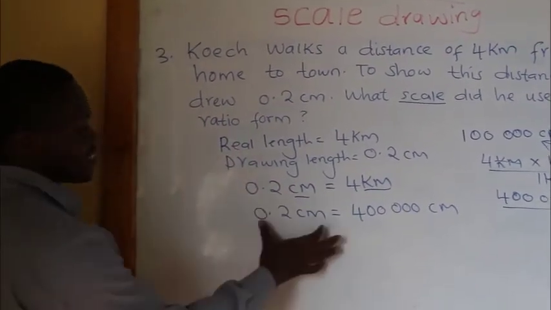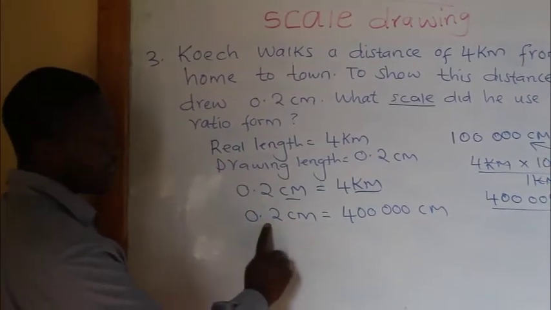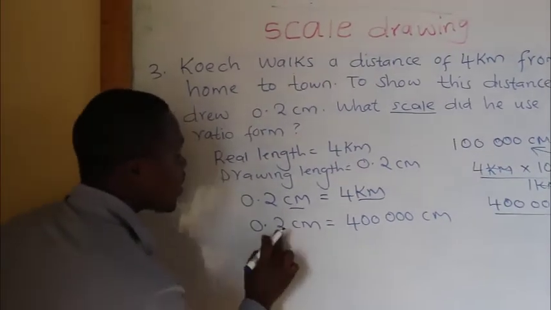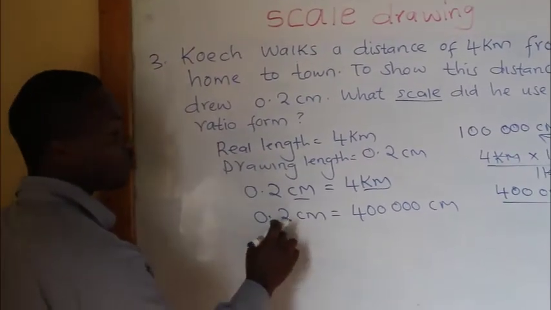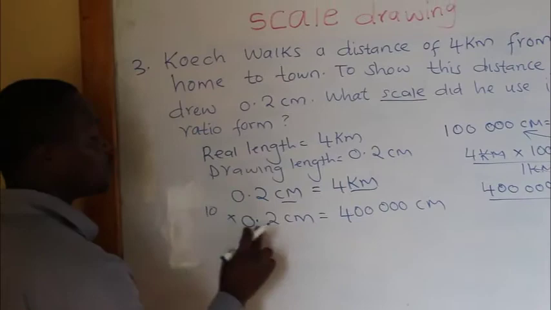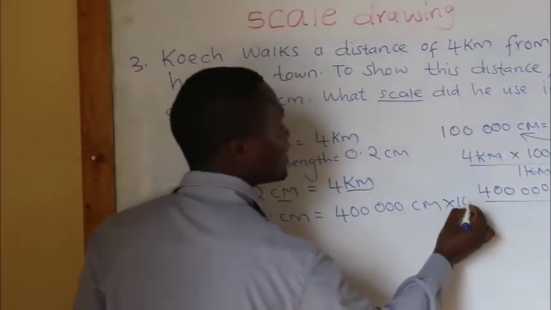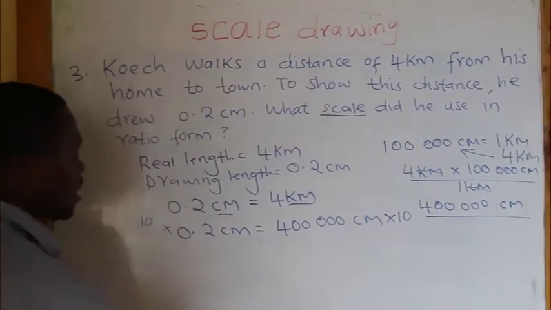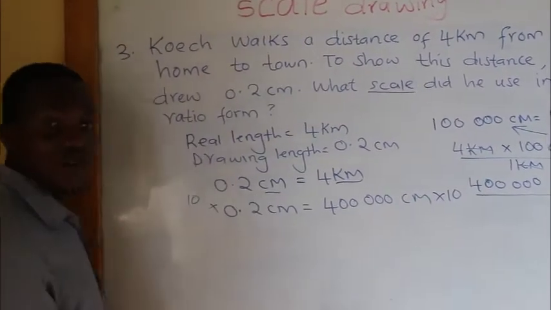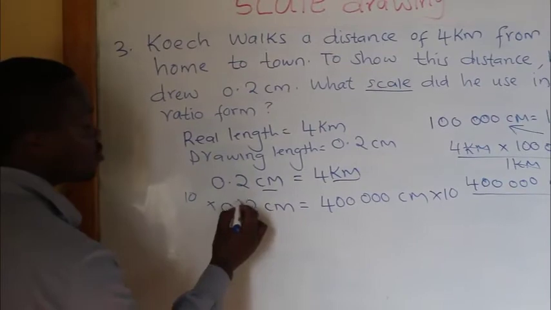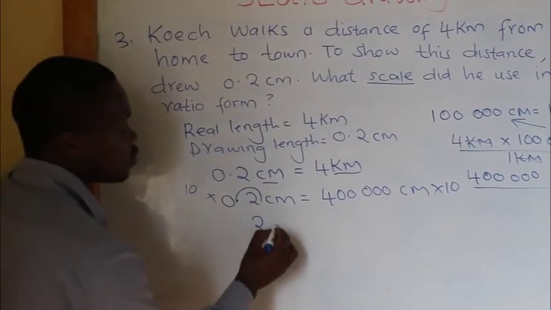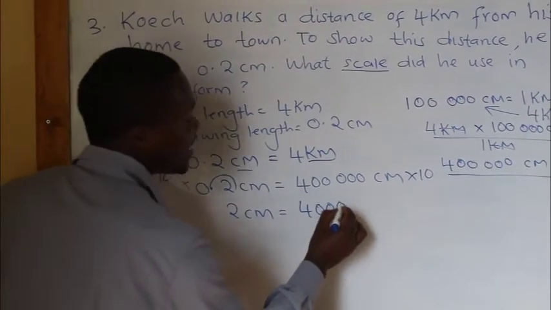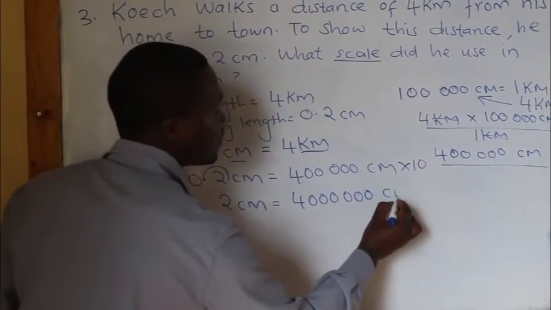But when you look at this one, it is a decimal, so you have to remove the decimal. Because if I count here, there is one decimal number. So what you need to do is multiply both sides by 10 to remove the decimal. What you do on this side must be done on the other side. By 10, by 10. Why am I doing that? To remove the decimal. Then I remain with 2 centimeters is equal to 4 million centimeters.